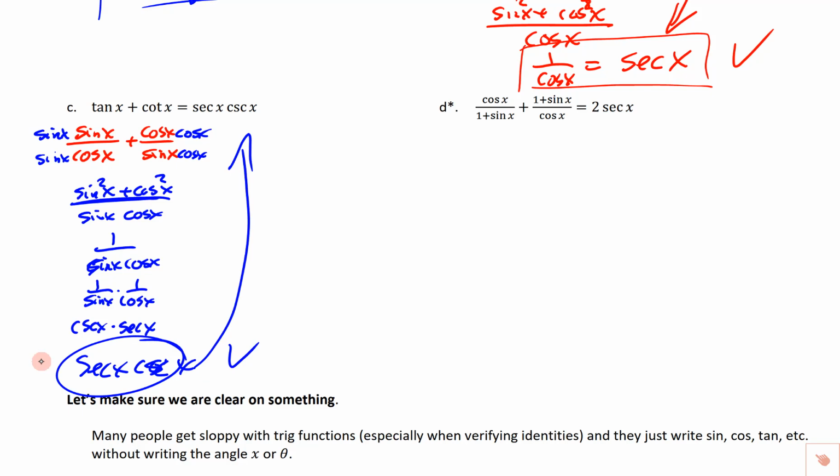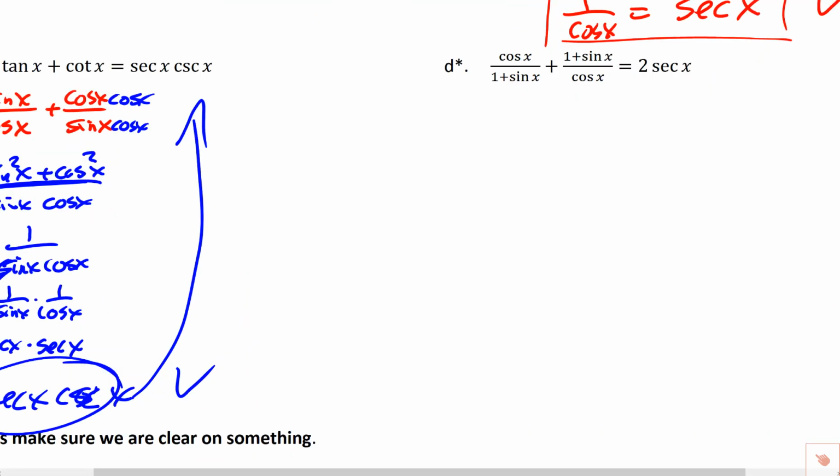Any questions? Well, my way it's weird. Did it work? I got stuck on secant squared x plus 1. Oh no, you got stuck. Okay, all right.